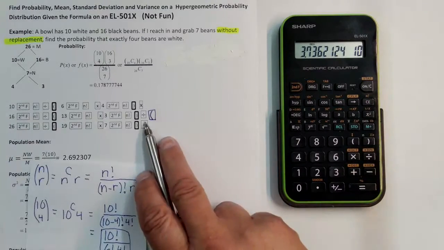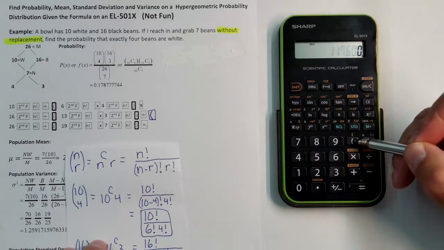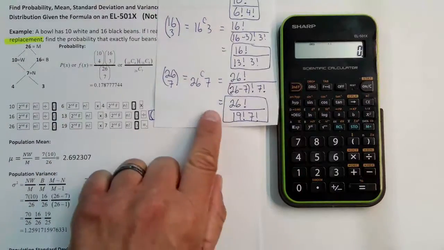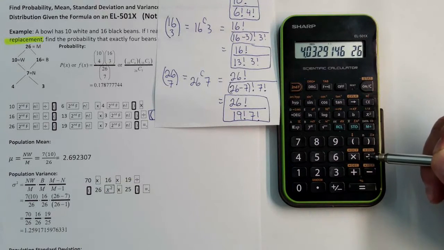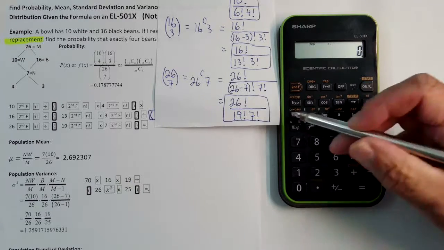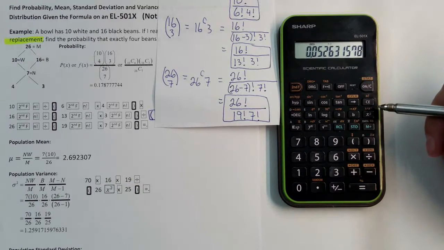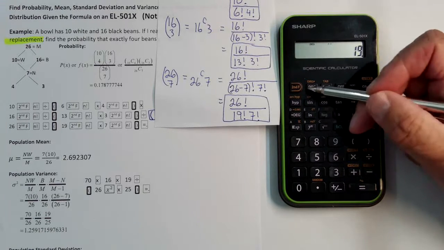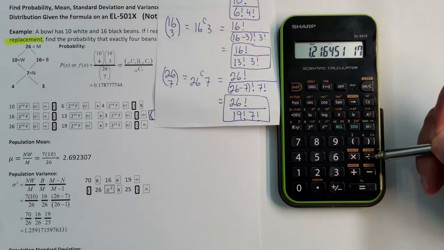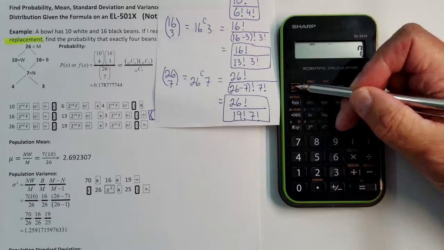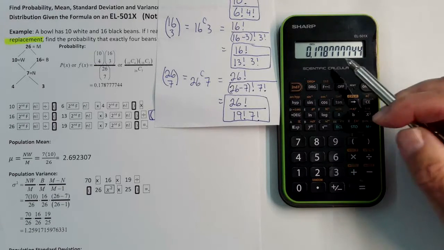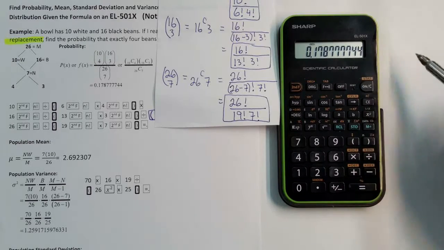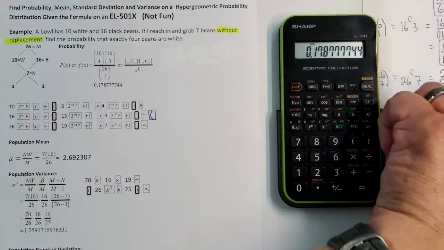Now, remember it's division, but we start off with the open parentheses, and we're going to do this guy, 26 factorial, divided by another parentheses, 19 factorial, times 7 factorial, close parentheses, equals 0.178777744. Woo! Now, you do not need to do this.